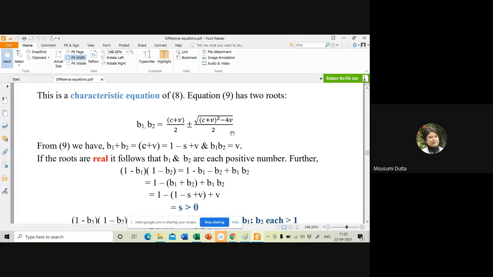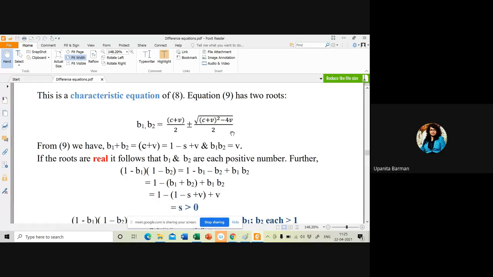So if the roots are real, it follows that b1 and b2 are each positive numbers. Is it clear to everyone, or should I clarify why the two roots will be positive? Is it clear to everybody? Yes or no? Yes, ma'am. If anybody has any confusion, please tell, we can discuss the matter, no problem.